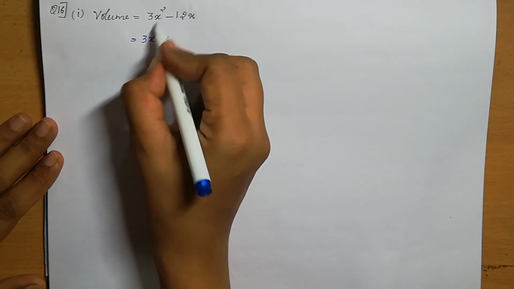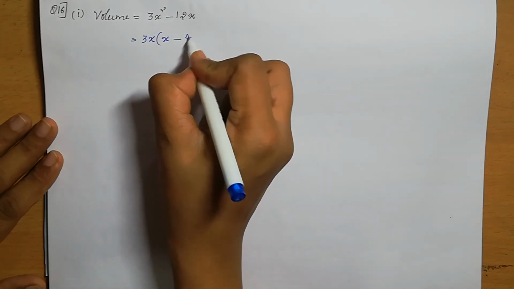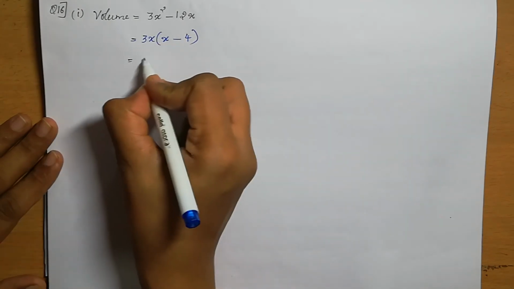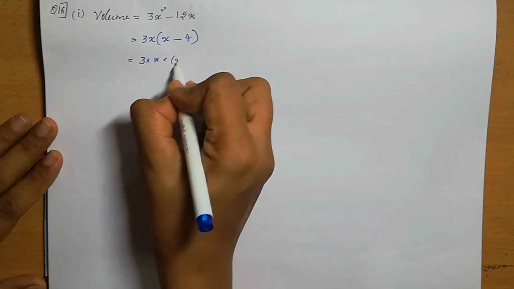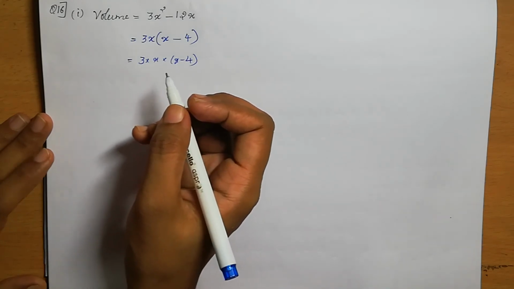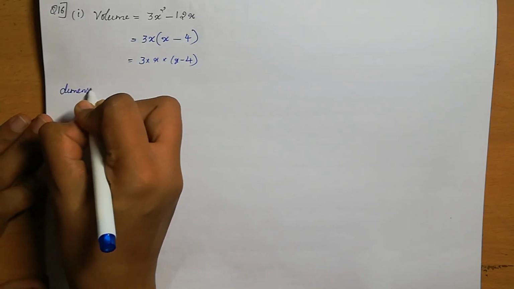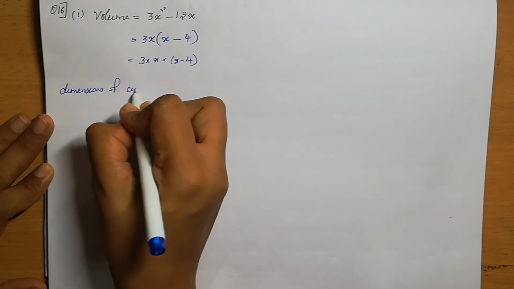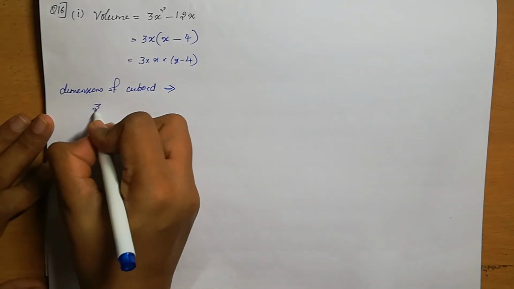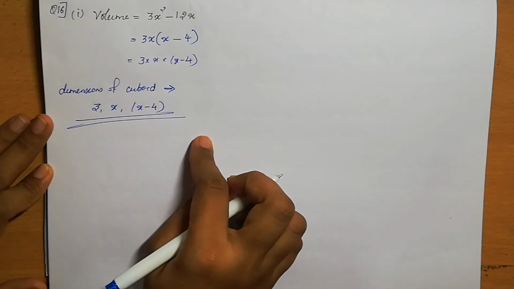3x square by 3x is x, minus 12x by 3x is x cancel. 12 by 3 is 4, right? So the factors, that means 3x and x minus 4, we need to write separately. 3 into x into x minus 4, right? This is the LBH. So we need to write the possible dimensions, right? The possible dimensions of the cuboid are 3, x and x minus 4 we can write. These three are the possible dimensions of the cuboid.